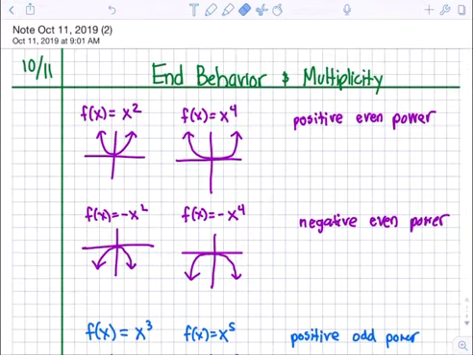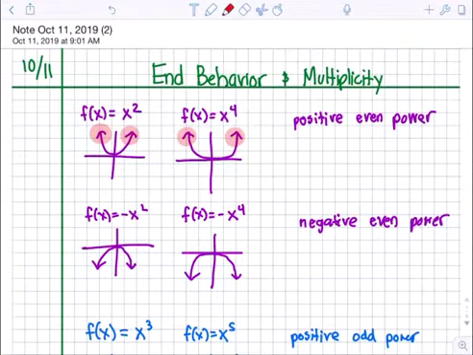In today's lesson, we're going to look at the end behaviors of graphs, multiplicities, and graphing polynomials. So, let's take a look. Right here, we have functions, and if you notice, they are positive and they have even powers. Something to note about these is their end behaviors.